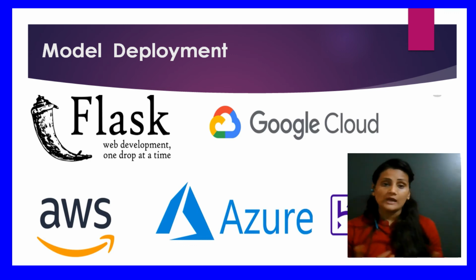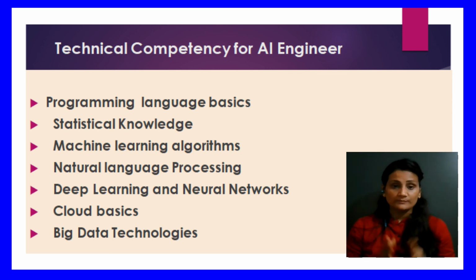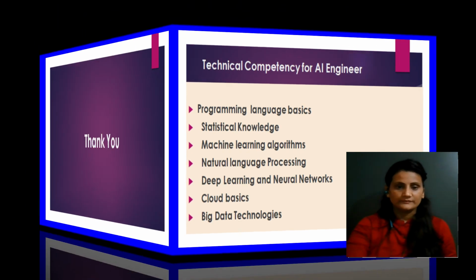Then what types of cloud services are there? You can use Google Cloud, AWS, Azure, Heroku. These are all the platforms that you can use to deploy your model. So this is also something we are going to cover. So this was the complete roadmap of artificial intelligence. Thank you. And in the next video, we are going to discuss what machine learning is in depth.